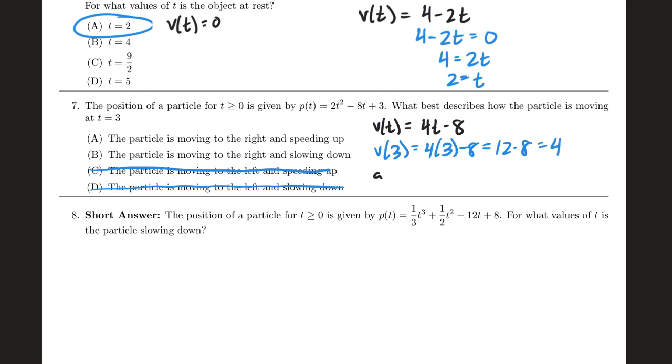So first let's figure out the acceleration. Take the derivative of velocity, which is just 4. And then I want to plug in 3. There's no t to plug into, so I just get 4. That's also a positive number.